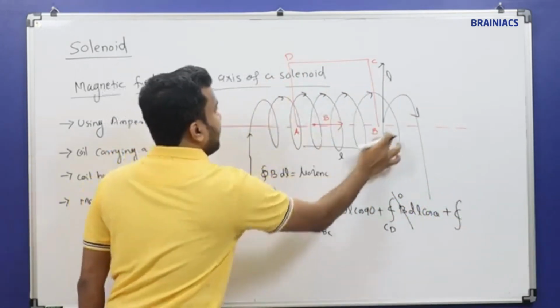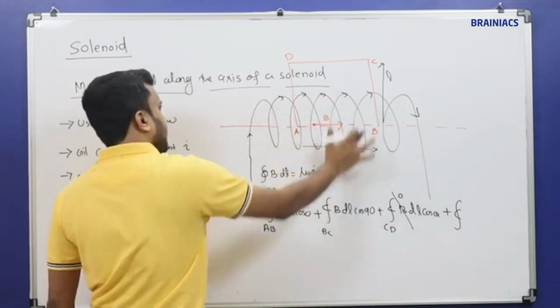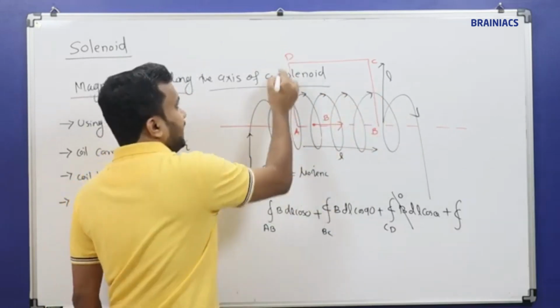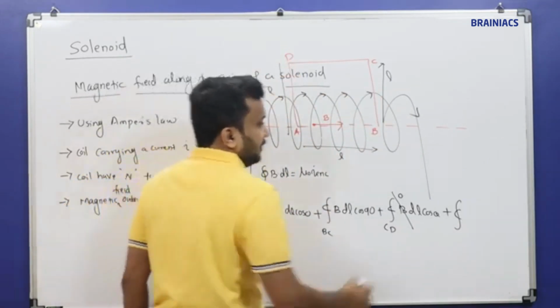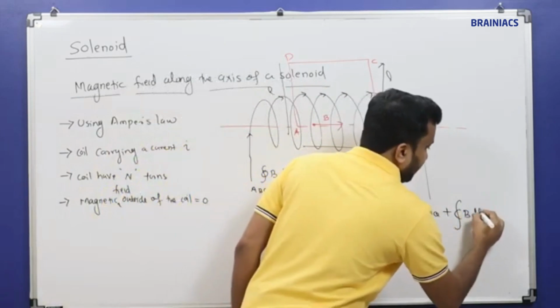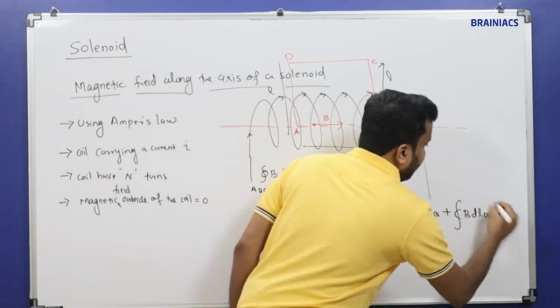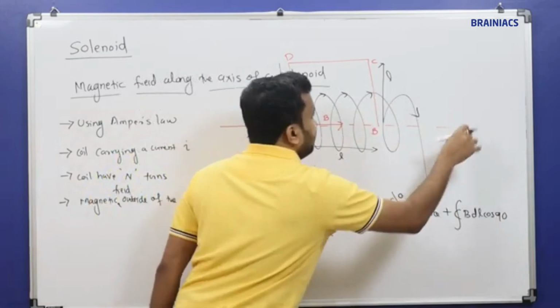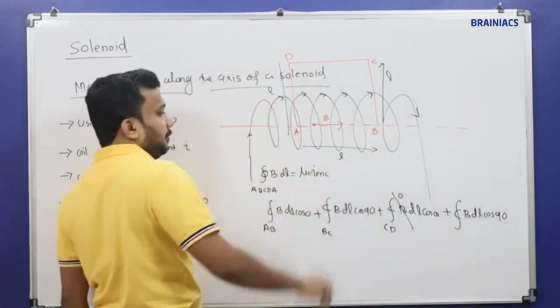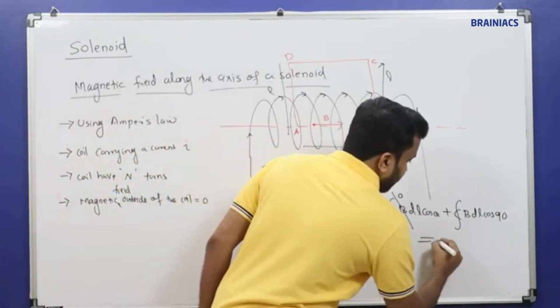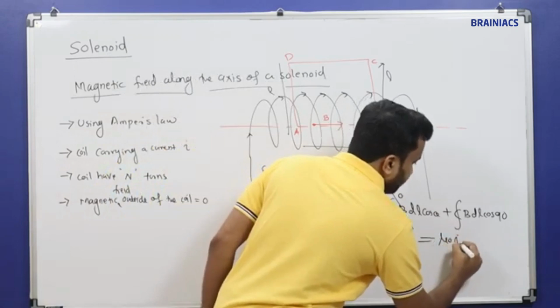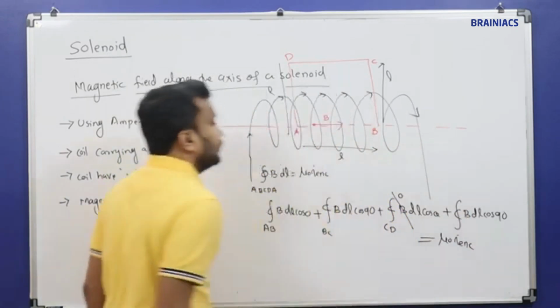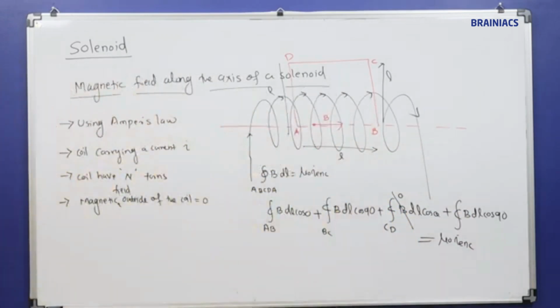dA is involved because current is only in this area. In this area current is flowing. So it is dA, and the length is like this one. So B into dl into cos of 90, because the magnetic field is like this and the length is like this. Both are perpendicular. This is totally equal to mu 0 times the current enclosed. These are all the factors we have.